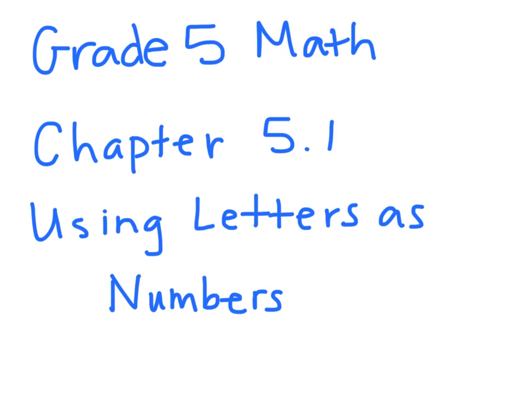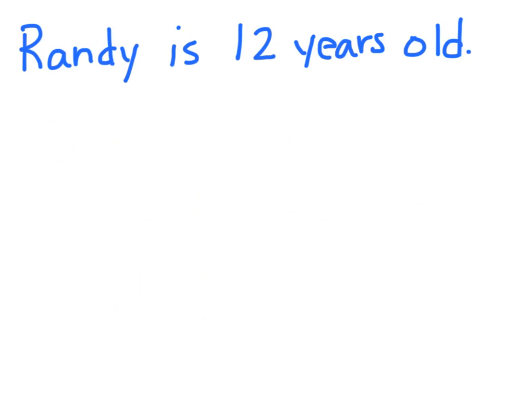This is chapter 5.1, Using Letters as Numbers. This is our first lesson in our chapter on algebra. Let's begin. In chapter 5.1, we're going to learn to recognize, write, and evaluate simple algebraic expressions using a single variable. An expression is a number or a group of numbers with an operation symbol.